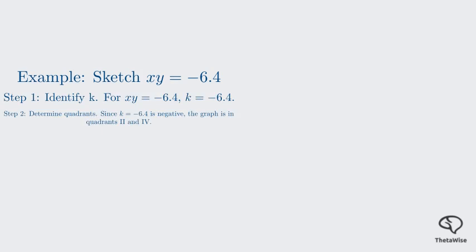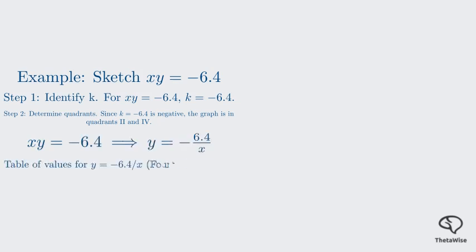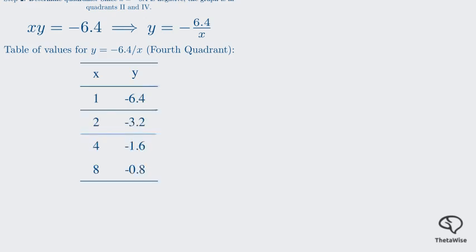Now, let's find some points for an accurate sketch. We'll rearrange to y equals negative 6.4 over x. Let's create a table of values for x and y. For the fourth quadrant, we need positive x values. If x is 1, y is negative 6.4. If x is 2, y is negative 3.2. If x is 4, y is negative 1.6. If x is 8, y is negative 0.8. These points will define our first branch.